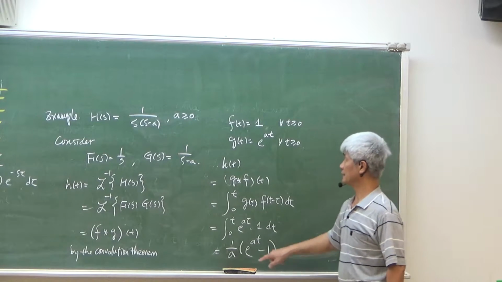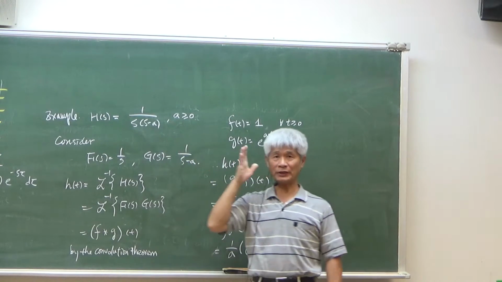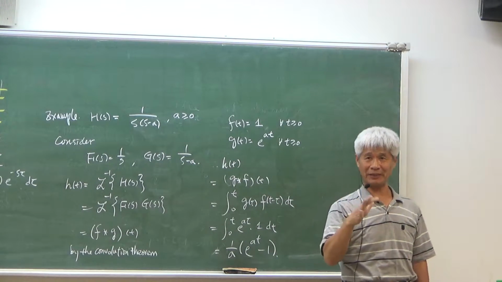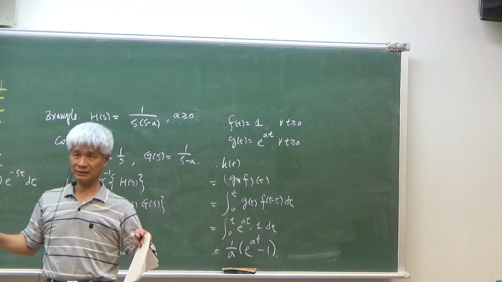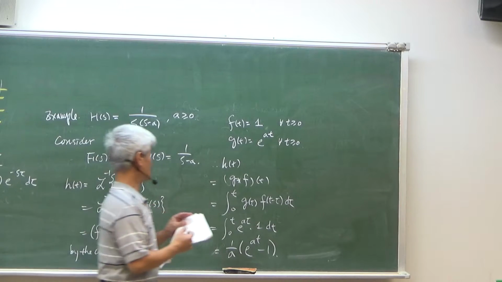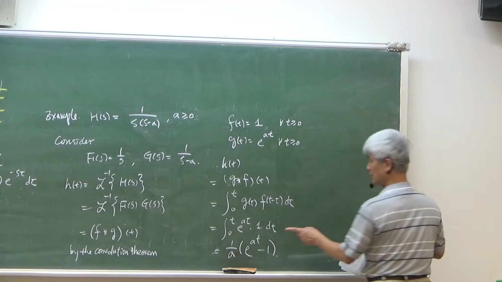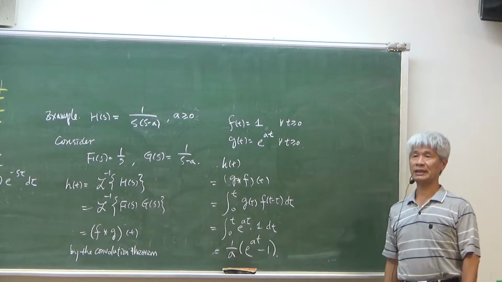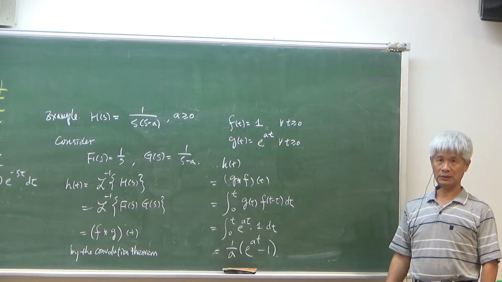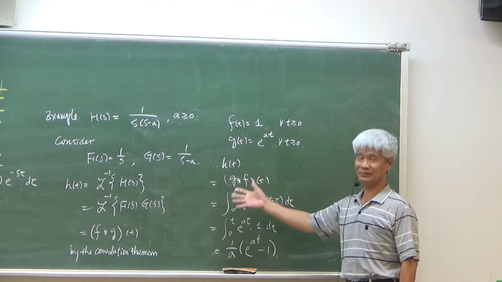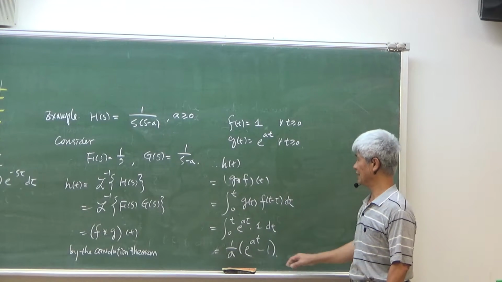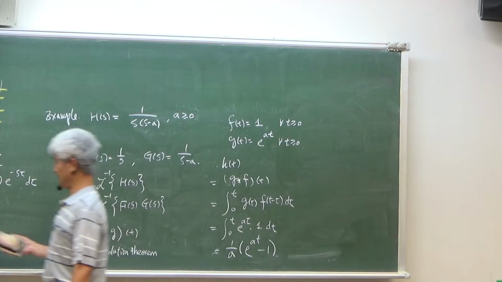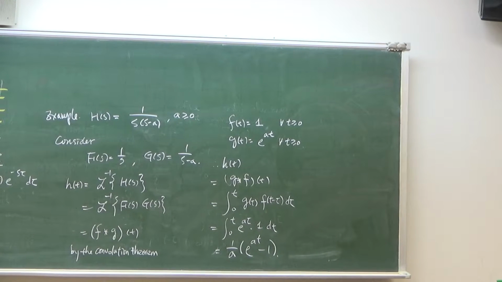Of course, you can do this by partial fractions. You can expand this fraction using partial fractions, so you have two terms, and of course you will get the same result. Over here, I just want to use the convolution theorem. This is what I did. Any questions?